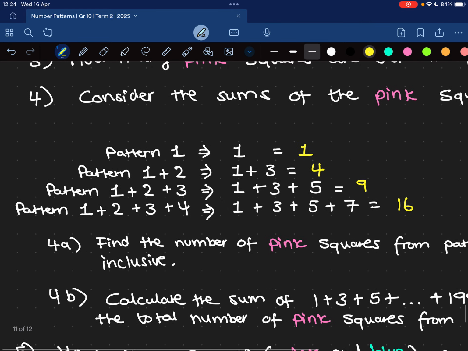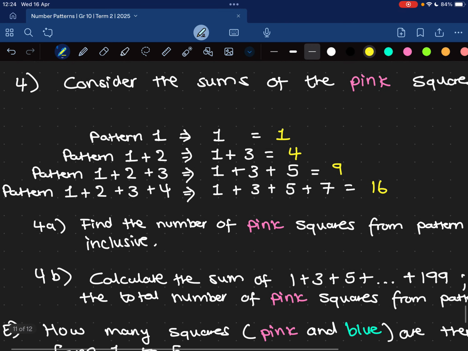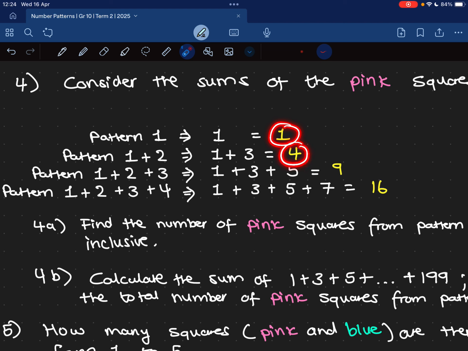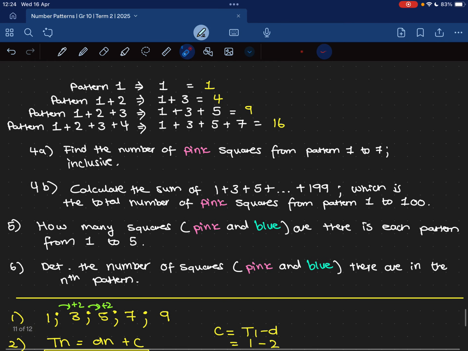Okay, now let's have a look at the next one. The next one is a little bit tricky. It says, consider the sums of the pink squares. So what they've done is they've made a new pattern where they've taken the first pattern, then pattern 1 plus pattern 2, then pattern 1 plus pattern 2 plus pattern 3, and pattern 1 plus 2 plus 3 plus 4 all together to get 16. So then it says, find the number of pink squares from pattern 1 to 7 inclusive. So that means what is 1 plus 2 plus 3 plus 4 plus 5 plus 6 plus 7. They want to know how many.